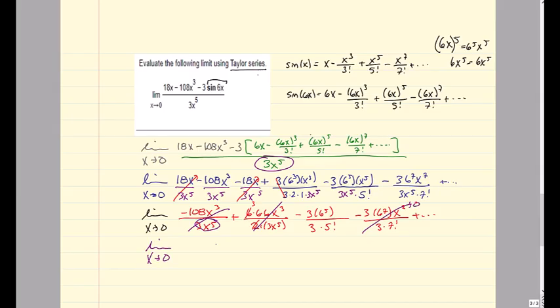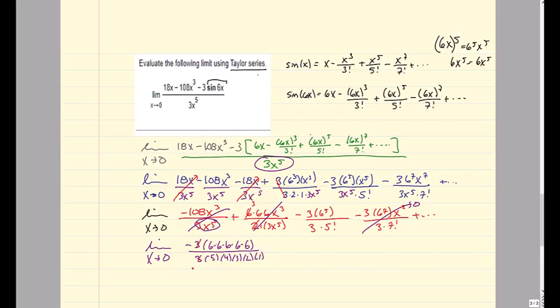Now this term is going to 0 because I have the highest power of x on top. So I'm left with minus 3 times 6 to the 5th. And I'm actually going to write that out. 2, 3, 4, 5. 1, 2, 3, 4, 5. There's my 6 to the 5th. Over 3 times 5 factorial, which is 5, 4, 3, 2, and then you don't have to write the 1, but it is there. So let's start canceling.